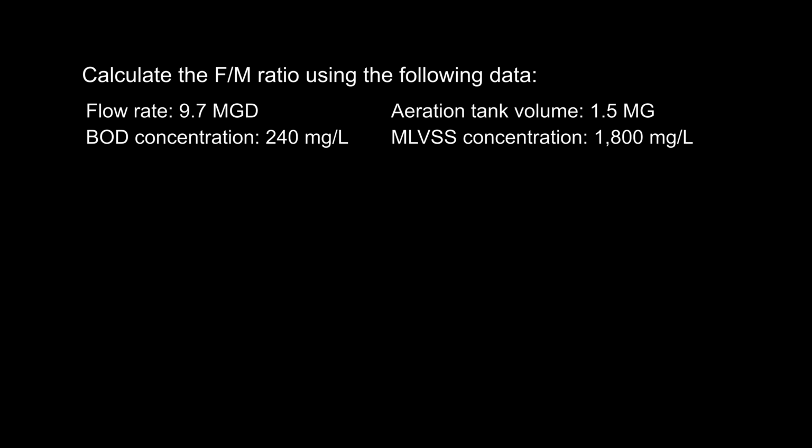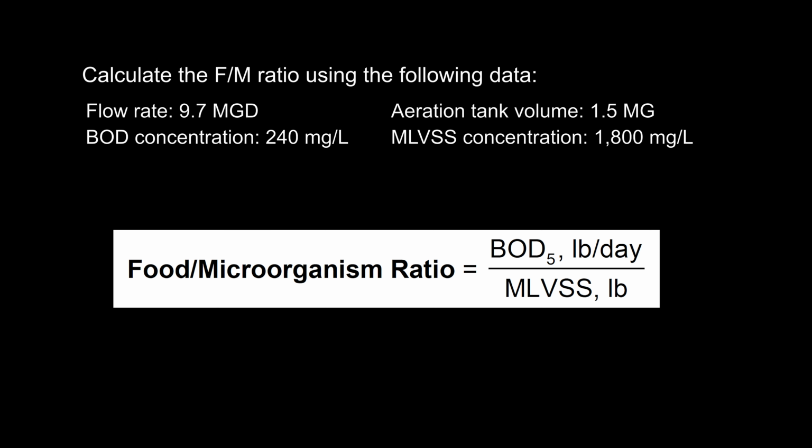The food to microorganism ratio, commonly referred to as F to M, is a measure of how much BOD is coming into the plant in relation to how large the population of microorganisms is that we have in our system, which we measure as mixed liquor volatile suspended solids, or MLVSS.